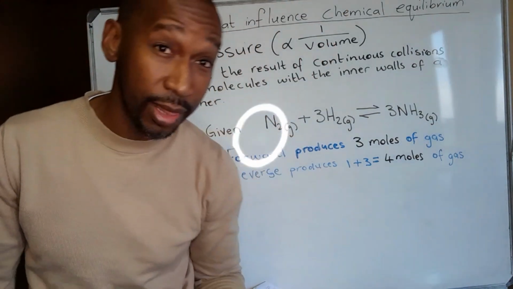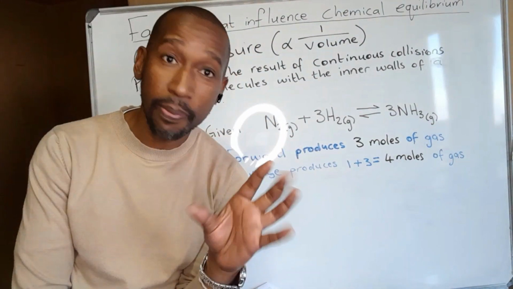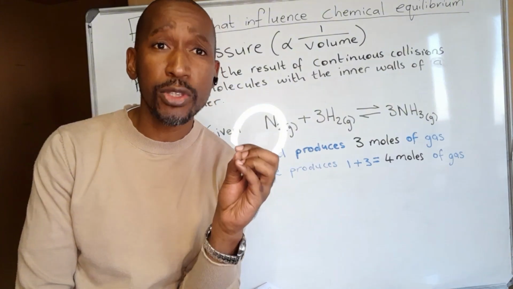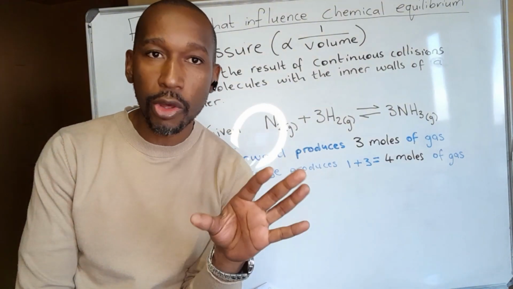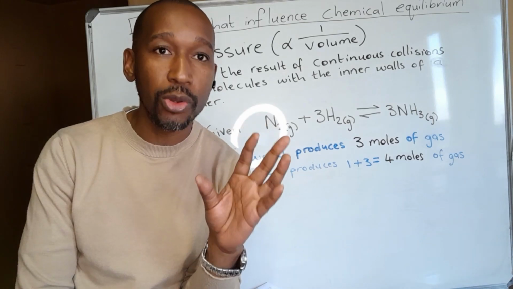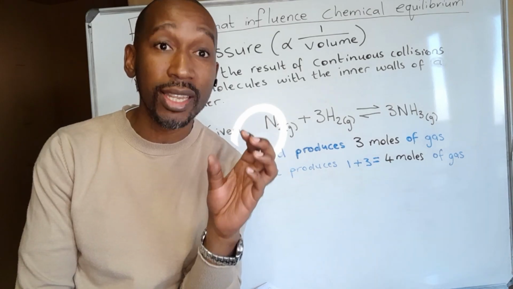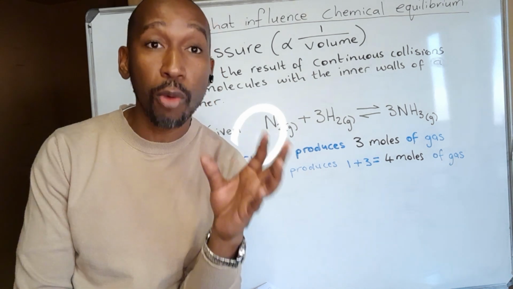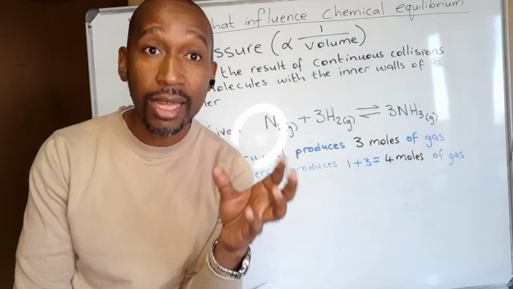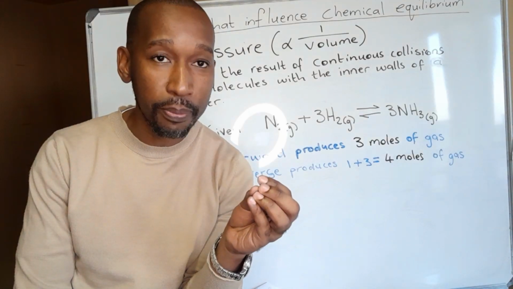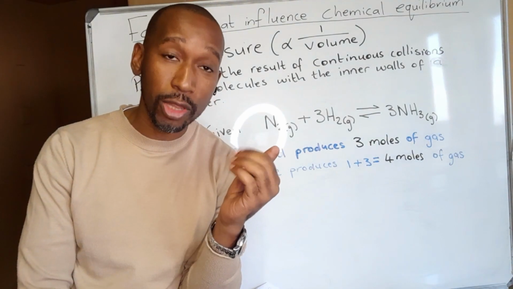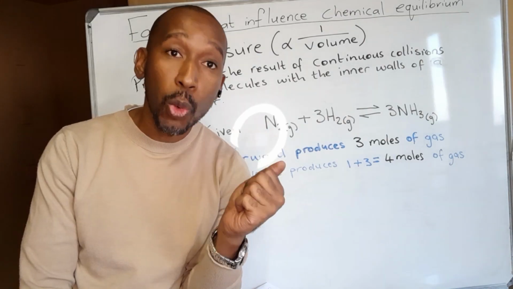So please do understand that when it has to do with pressure, you need to know your gaseous moles. If solids and liquids are there, ignore them. They don't count at all, because we are looking at the gas that's being produced. Which one gives us more gas moles? Because the more gas moles we have, the higher the pressure would be, and the fewer gas moles we have, the lower the pressure would be in the system.